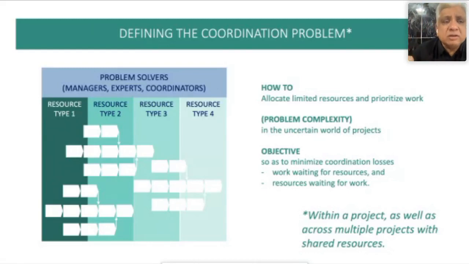so as to, because I think this is important, it's not for any other purpose, the only objective that I'm going to set for projects is to minimize the coordination losses, which is to minimize the instances or the time lost because work is waiting for resources or resources are waiting for work. So the objective is not to keep every resource super busy. That is not the objective. The objective is that we should minimize the coordination losses.